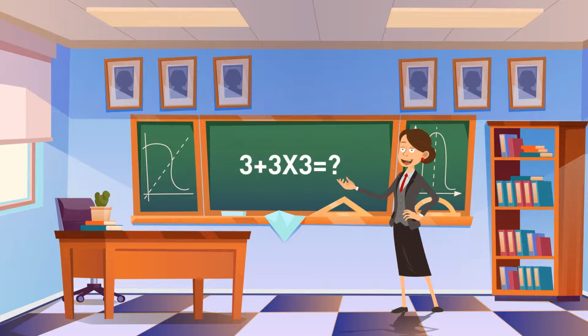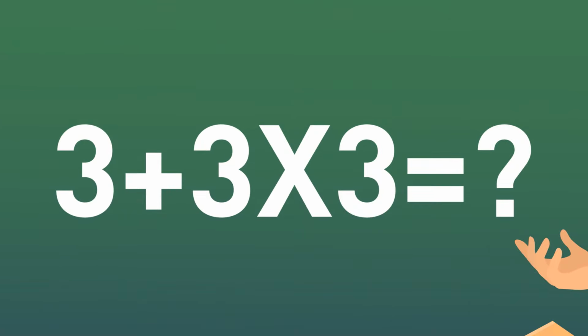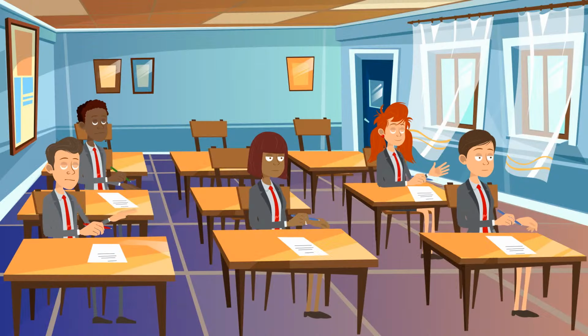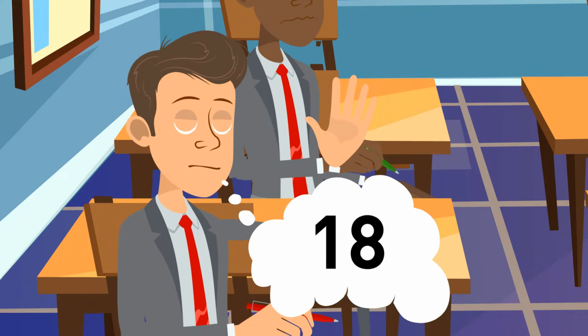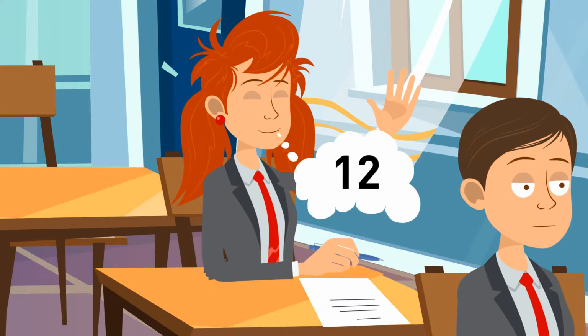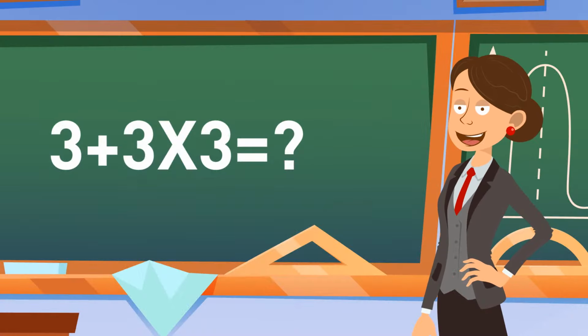During the math class, Mrs. Stevens had a task for the students. They had to say what 3 plus 3 times 3 was. 2 people raised their hands, and she asked both. Toby said that the answer was 18. Cassidy disagreed and said that the answer was 12. Who is right?